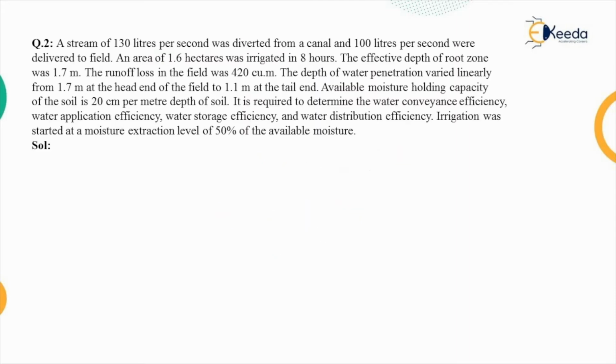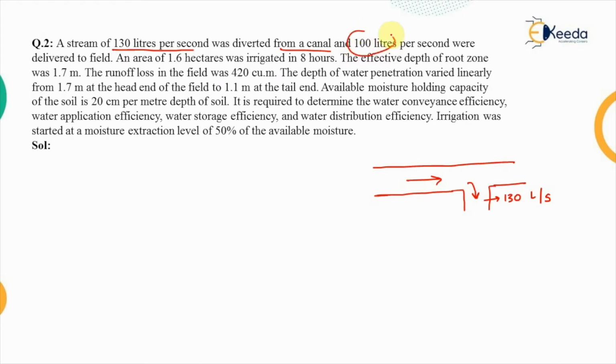Moving on to the next one. It says that a stream of 130 liters per second was diverted from a canal. Let's say this was a canal which was flowing and we have diverted a stream. This stream has a discharge of 130 liters per second. It was diverted from a canal, and out of that, 100 liters per second were delivered to the field.